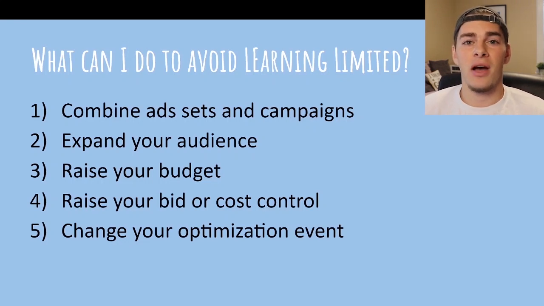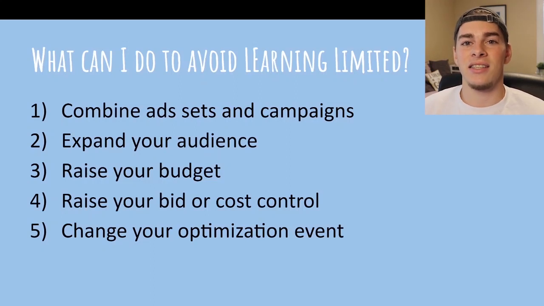And number five, change your optimization event. Facebook is trying to tell us, hey, if you're not getting 50 purchases a week, change your optimization to add to cart. Maybe you'll get 50 add to carts per week. Now, obviously that doesn't make any sense as an e-commerce entrepreneur because we want sales. We don't really care as much about add to carts. Even if it means getting out of the learning limited phase, we want Facebook to learn how to get us purchases, not add to carts.